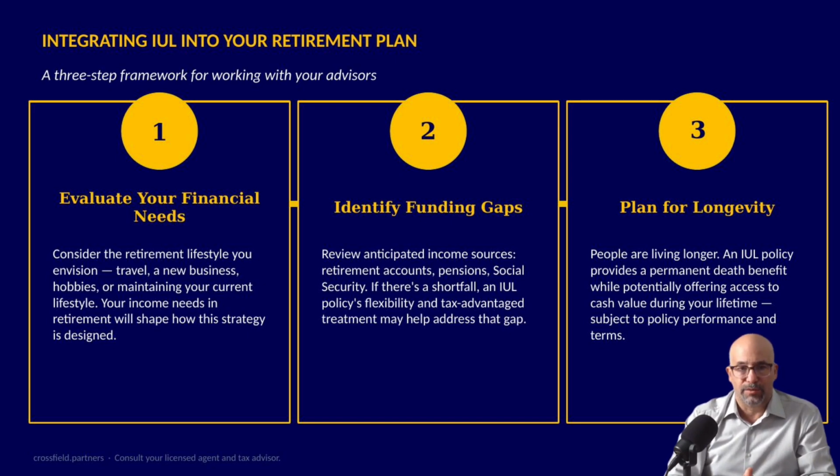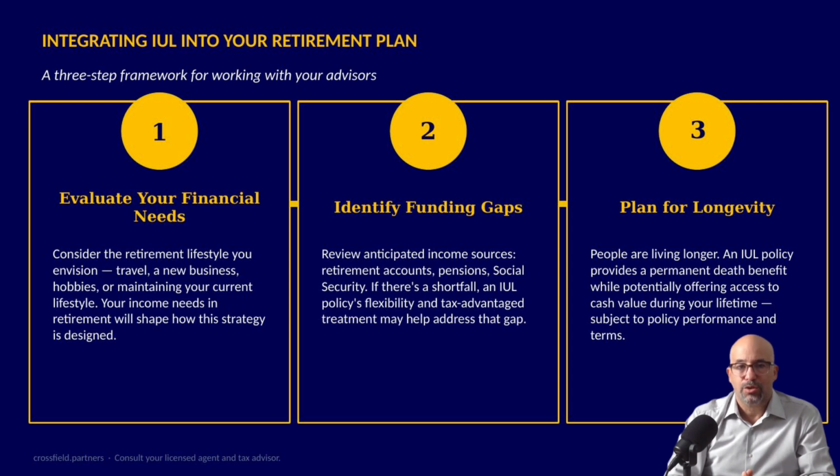The answer matters because your income needs in retirement will shape how any strategy gets designed, including whether an IUL makes sense, and if so, how it should be structured. Step 2. Identify funding gaps. Take a clear look at your anticipated income sources in retirement: 401ks, IRAs, pensions, Social Security. If those sources aren't enough to cover your projected expenses, there may be a gap. An IUL's flexibility and tax advantage features may be one way to help address that gap as part of a comprehensive plan.